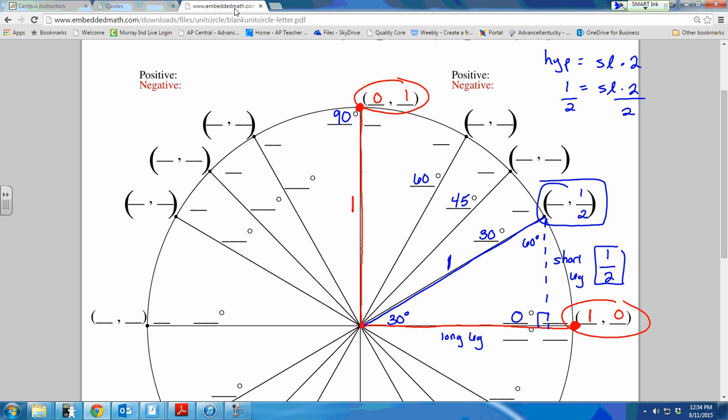If I have the short leg of a 30, 60, 90, how do I find the long leg? You multiply the short leg by the square root of 3. So it's 1/2 times the square root of 3, which is just the square root of 3 over 2. And so the long leg represents how far horizontally you had to go to get to that point. So that's your x distance.